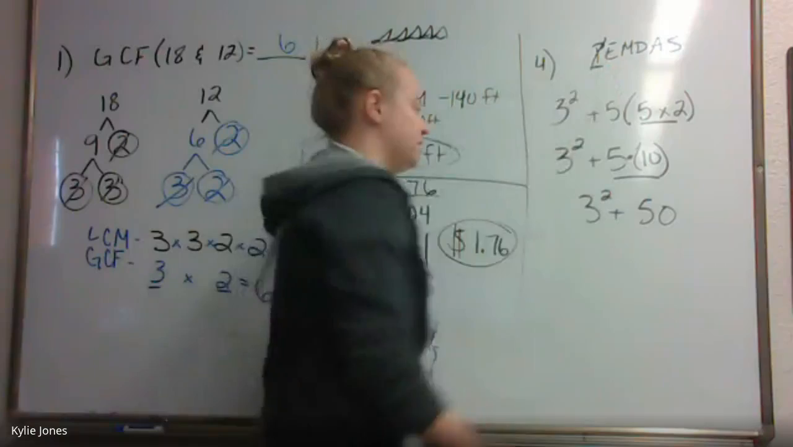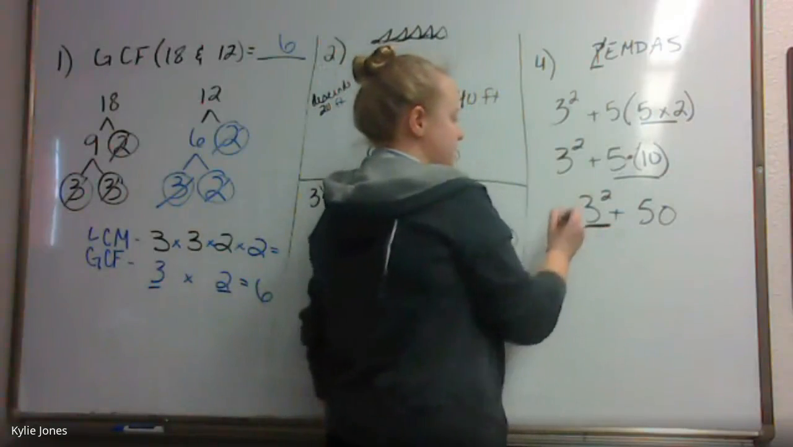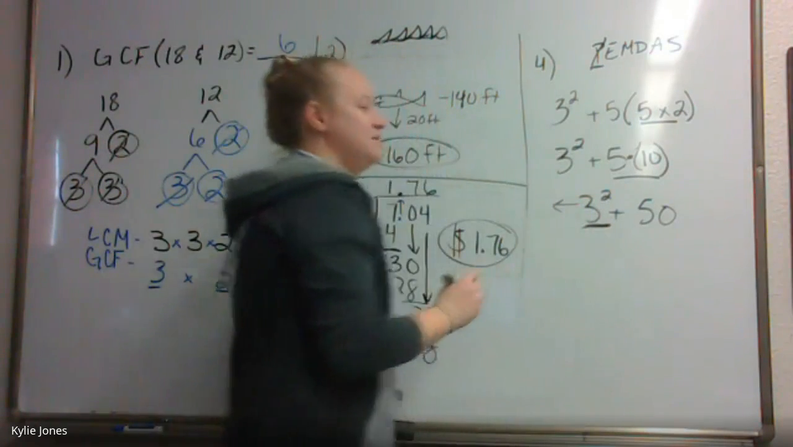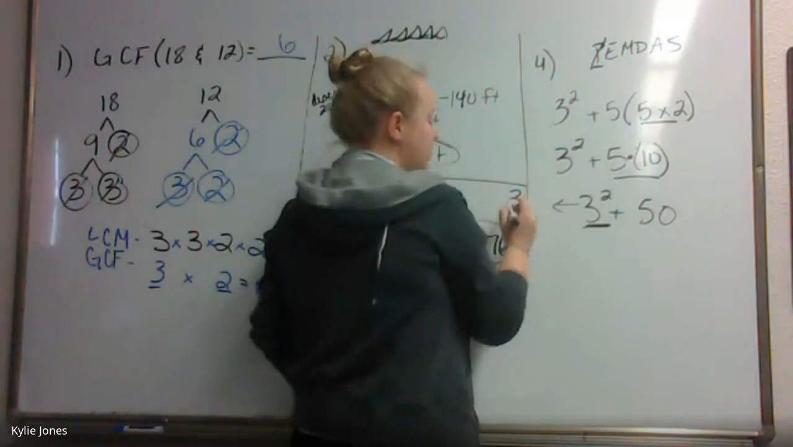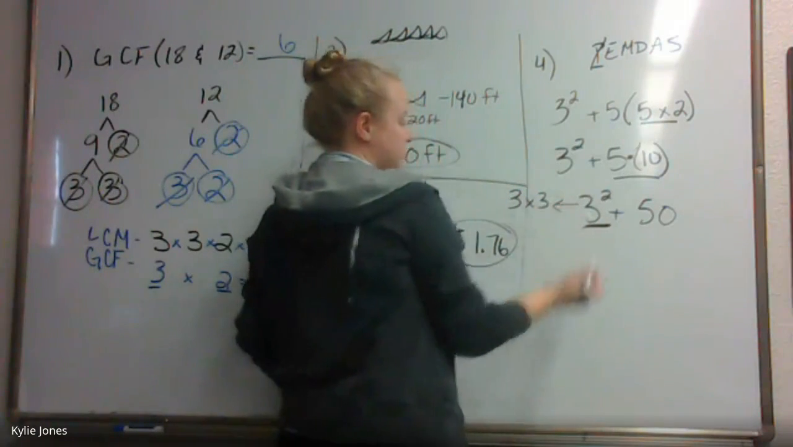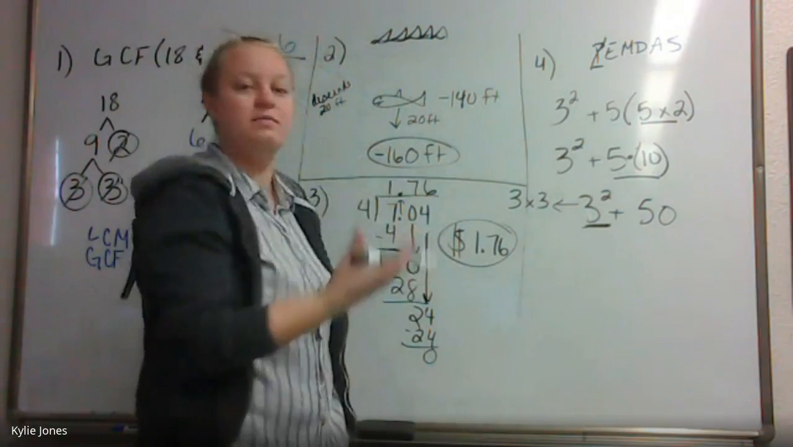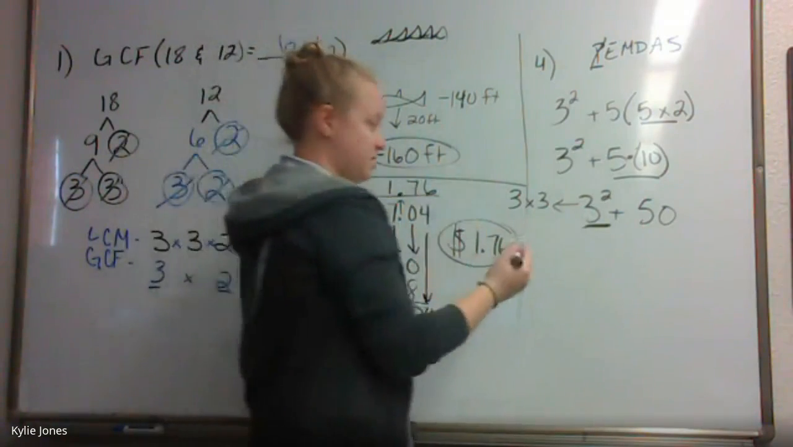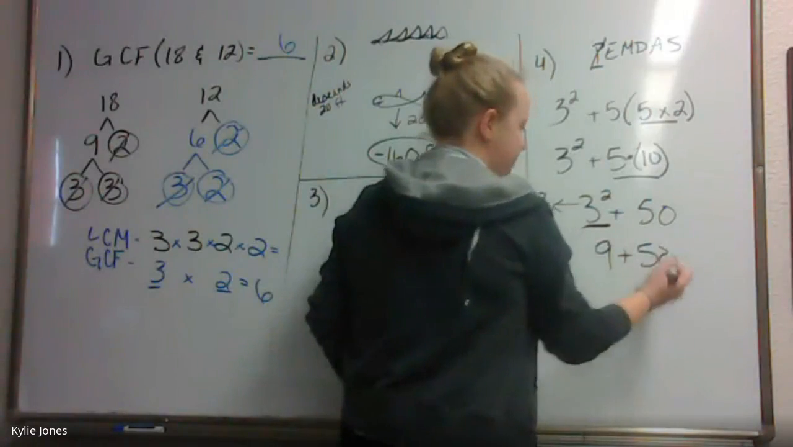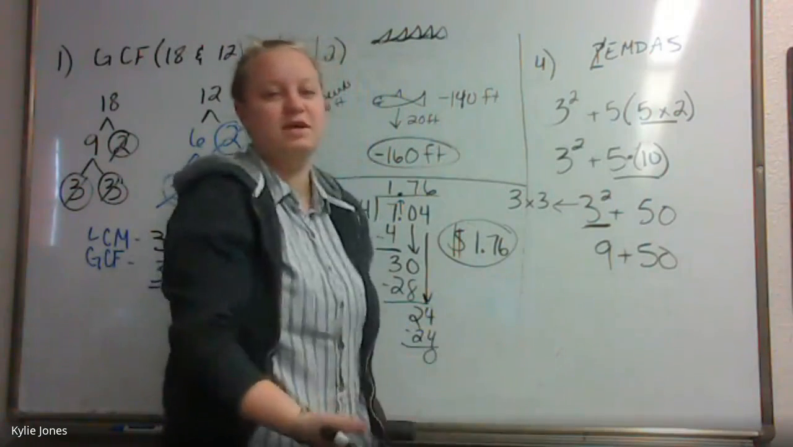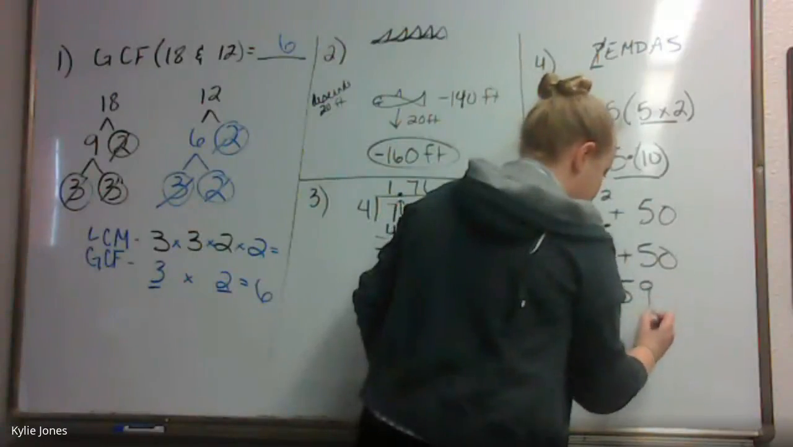You'd have to do the exponents. Our exponents, good. So we need to do 3 to the 2nd power. What does it mean to do 3 to the 2nd power? It means times itself. Good. It means the number 3 multiplied by itself twice. So 3 times 3. What is 3 times 3? 9. 9 plus 50. And we just got to do the last step. What is 9 plus 50? 59. 59. And that's your answer there.